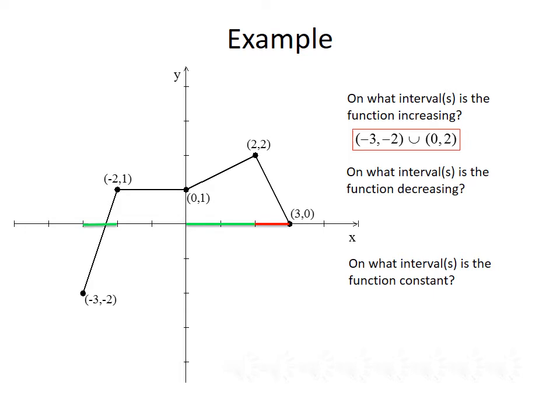Next, we want to determine where the function is decreasing, so the graph is going downward between the points (2, 2) and (3, 0). Using just the x values, this gives us the interval between 2 and 3. And then finally, to find out where the function is constant, we look for a horizontal line, and our graph has a horizontal line between the points (-2, 1) and (0, 1). So our function is constant on the interval from -2 to 0.